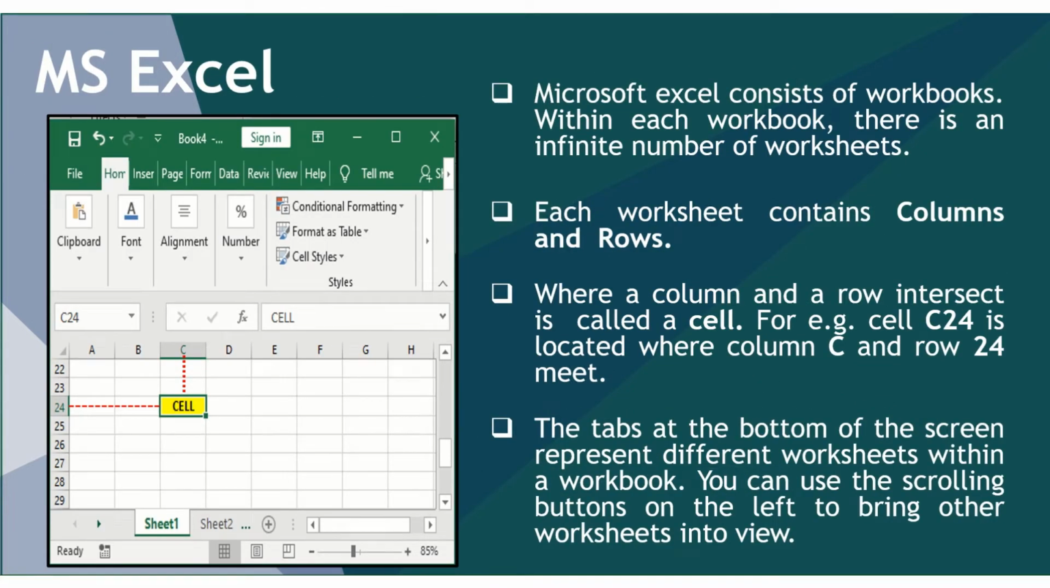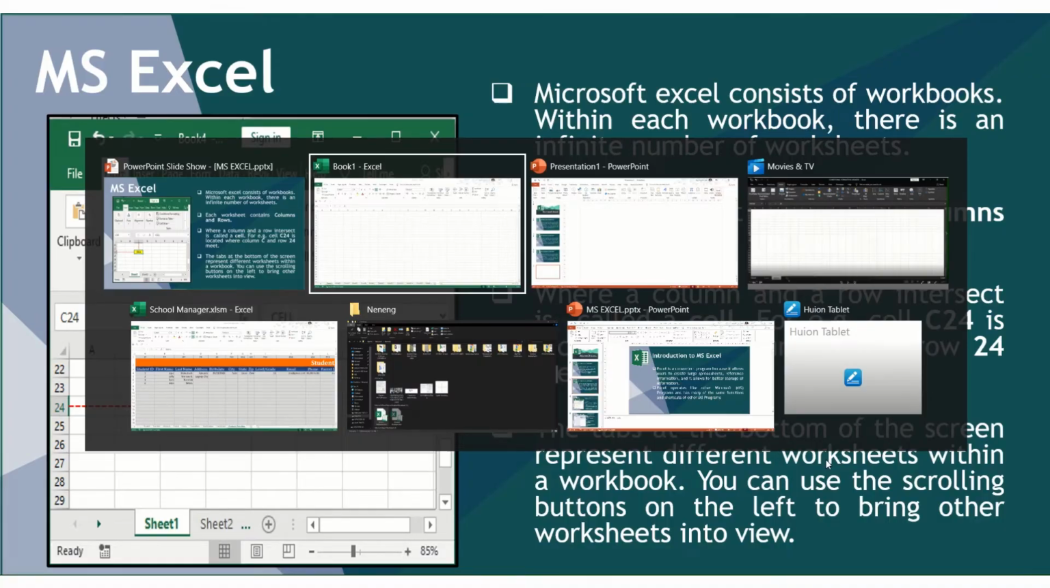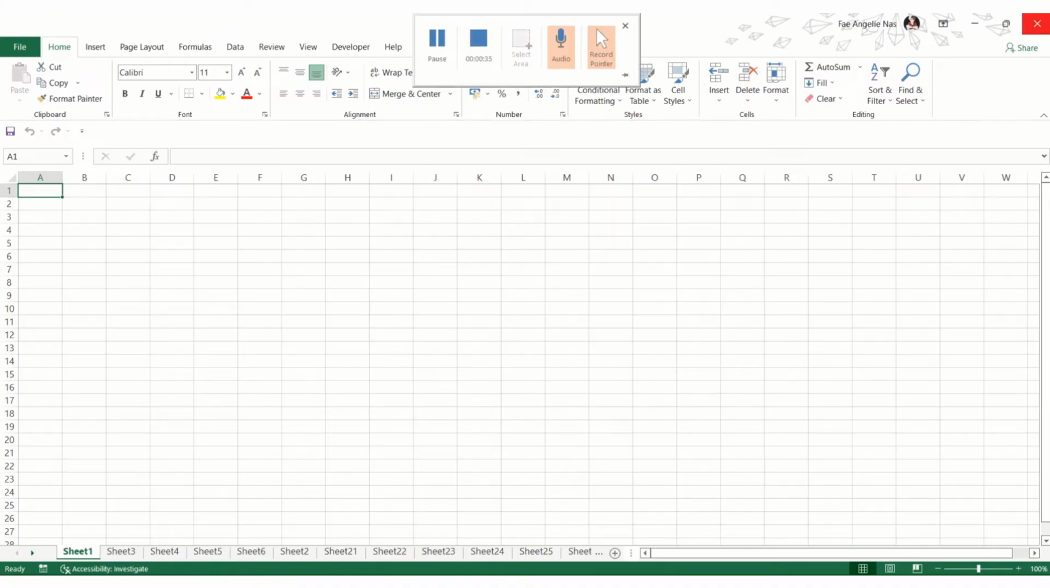Microsoft Excel consists of workbooks. Within each workbook, there is an infinite number of worksheets. We can take the entire workbook as a book. For example, a book consists of multiple pages, and each page within a book is considered a worksheet. So the workbook is the entire book, and the page within a book is the worksheet. If we go to MS Excel, this entire Excel file is the workbook, and each of these sheets found within a workbook is a page within this workbook.